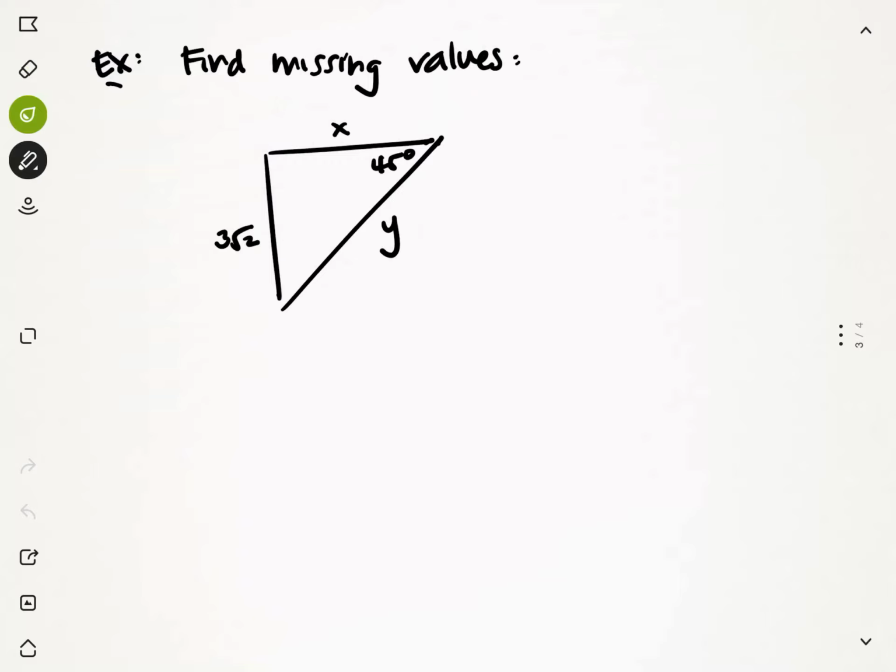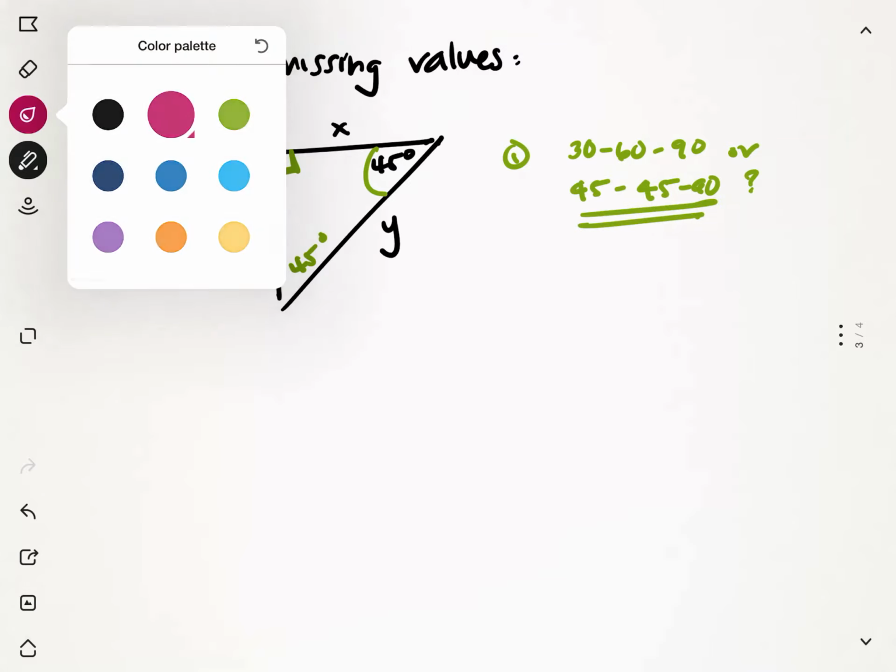So for this one, it says find the missing values. First, we have to recognize, is it a 30, 60, 90, or 45, 45, 90? So in this case, well, we have a 45 here. We have a 90 here. This one also must be 45 because the 3 angles need to add up to 180 degrees. Alright, so we recognize that it's this one, 45, 45, 90.